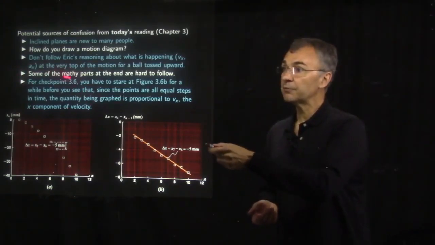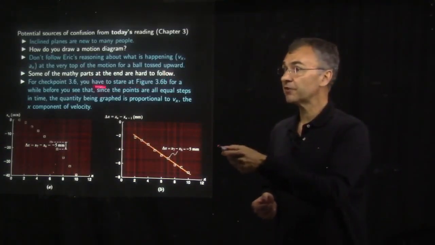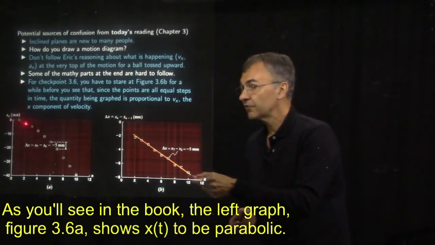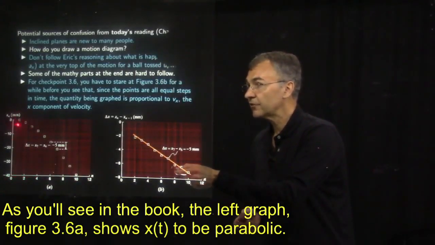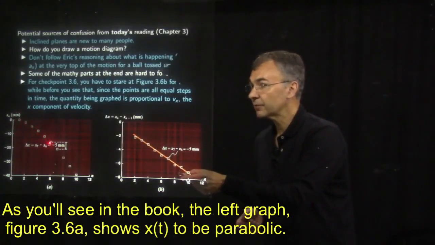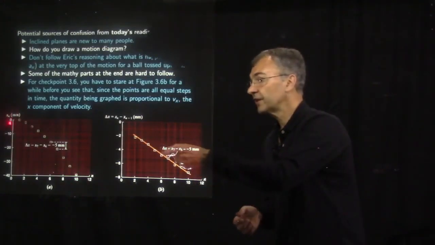Then there is this checkpoint 3.6, which you have to stare at really closely if you want to figure it out. So figure 3.6b, this is x versus time. So this is time step n: step 0, step 1, step 2, step 3, step 4. So here's step 1, step 2, step 3, step 4, step 5, step 6, step 7, step 8, step 9, step 10. So time step n, and then here's the x position.